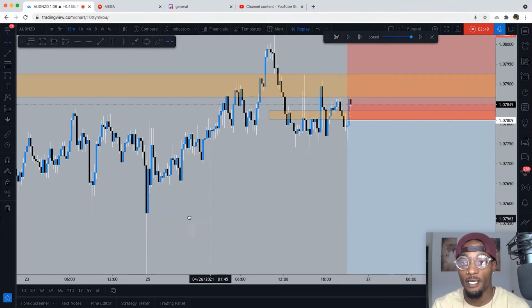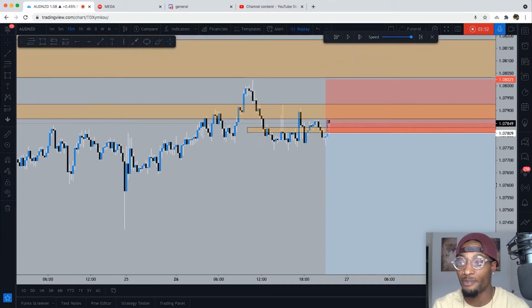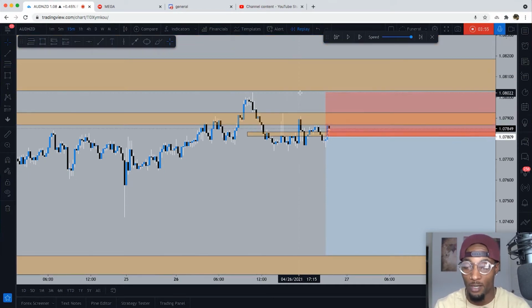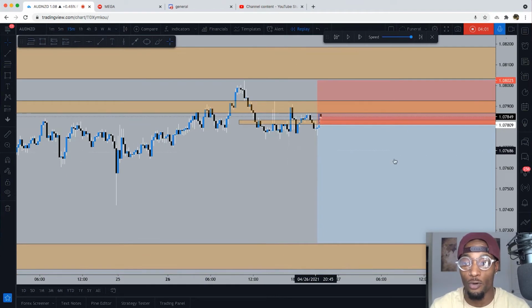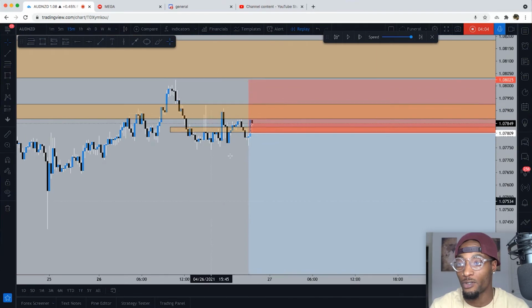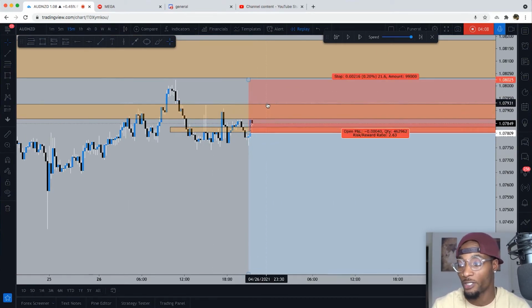Jumping back on the 15 minute, we can see that we put our stops above the high, because if price breaks above the high and starts to create higher highs, we don't want to be in a sell position, and we give the market enough room to do what it wants. In this case, 21 and a half pips was enough to let the market do what it needs to do in order to confirm my trade idea. So we gave it this room.